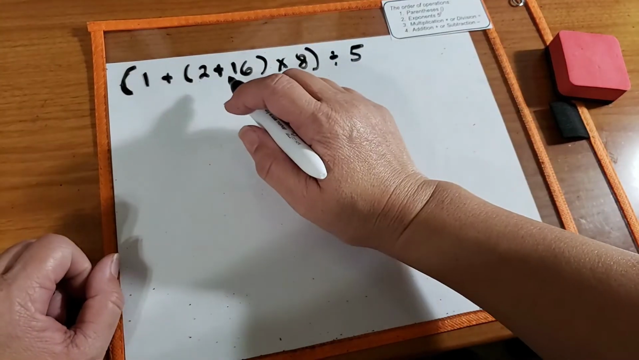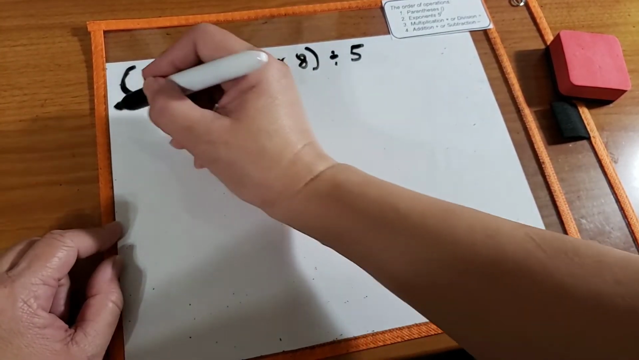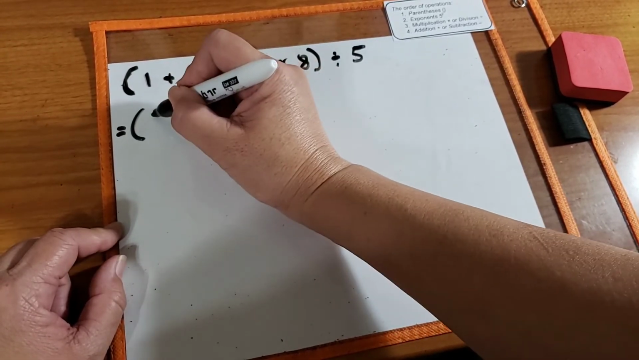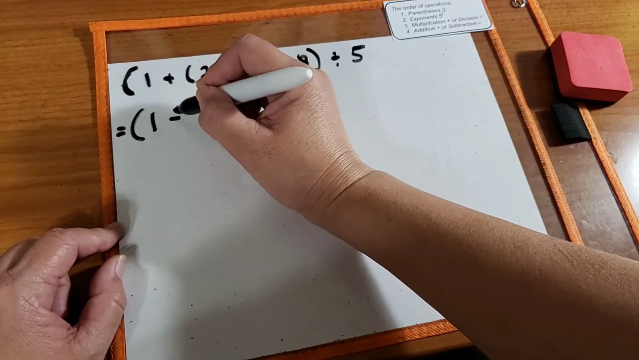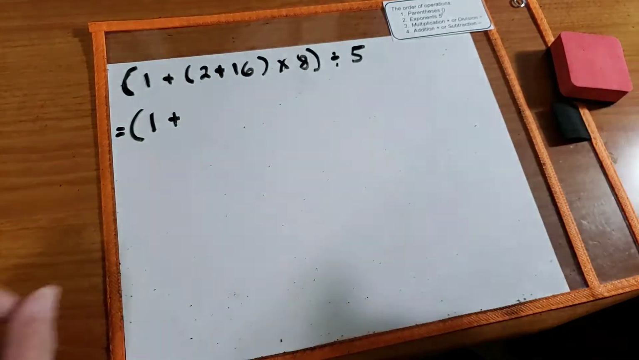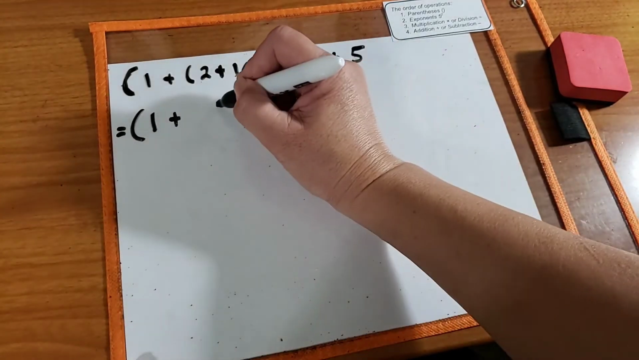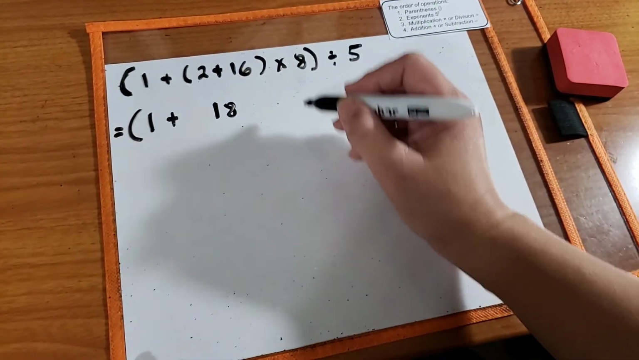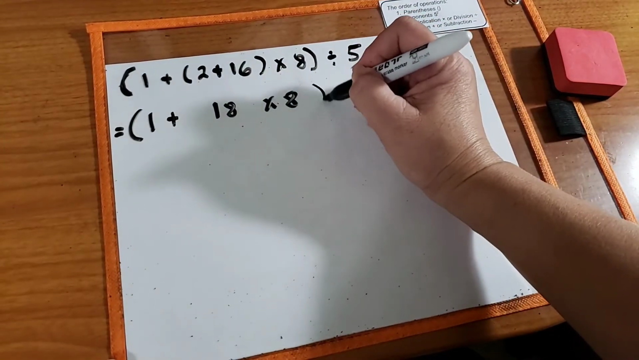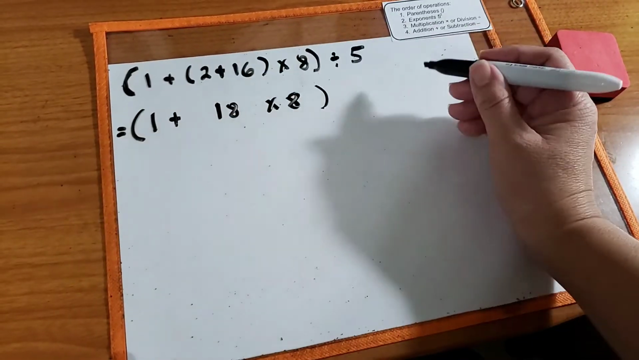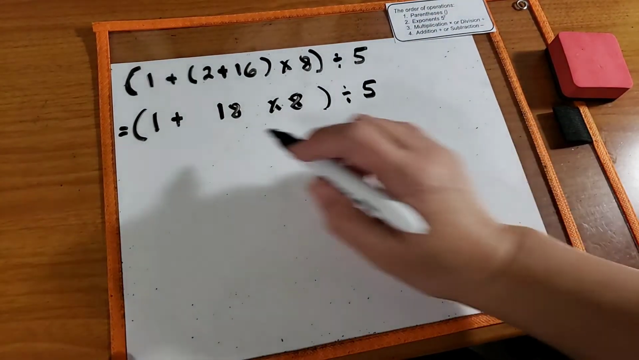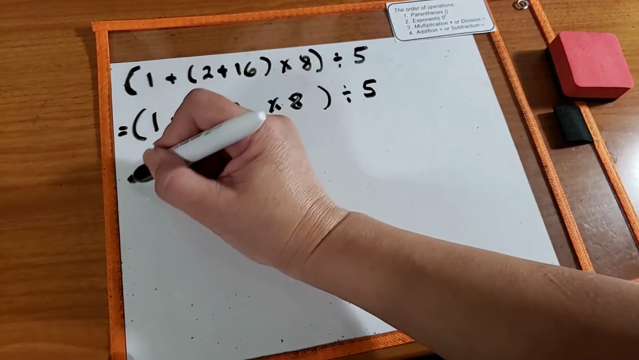I'm going to solve the parenthesis within first. I'm going to have an equal here. I'm going to leave the 1 here, the big parenthesis here, going to have the 1 here, plus here, 2 plus 16 is 18. So this becomes 18, and I'm going to multiply 8 right here. Do you see that? I'm going to close the parenthesis. We only solved the small one. Divided by 5.